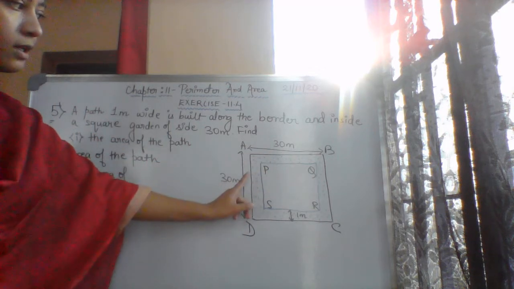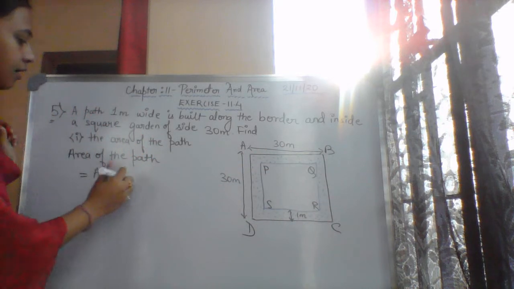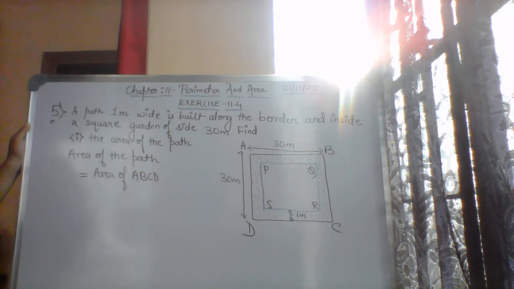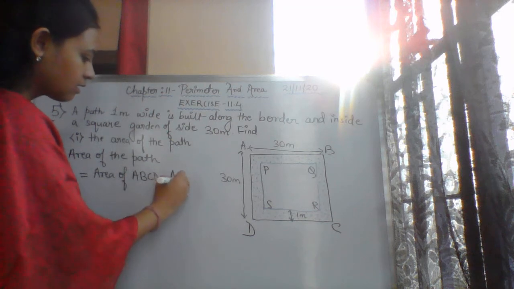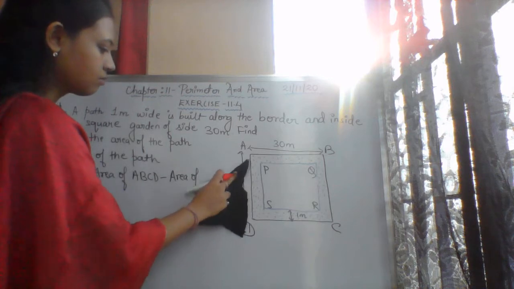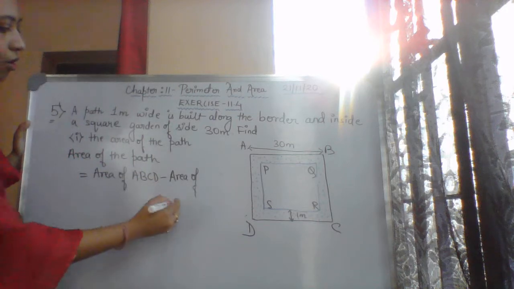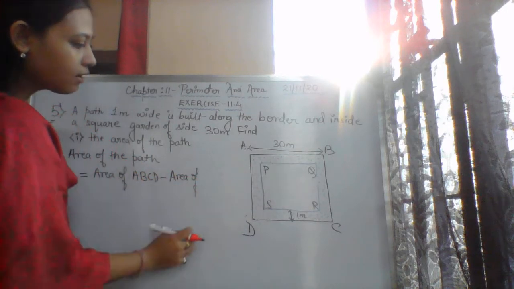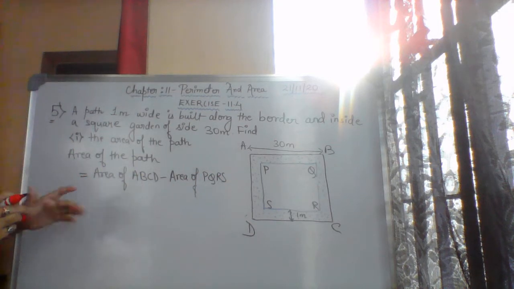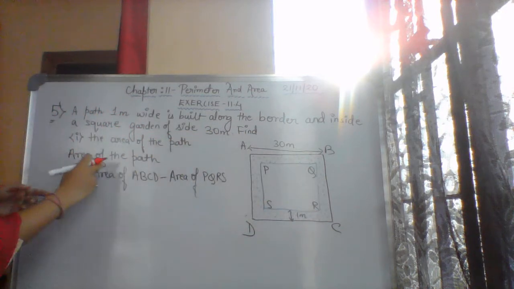Okay, area enclosed by the bigger square is what? Which one is the bigger square? ABCD. So area enclosed by the ABCD square, minus the area of this smaller square, that is PQRS. So area of the bigger square minus area of the smaller square will give the area of the path.